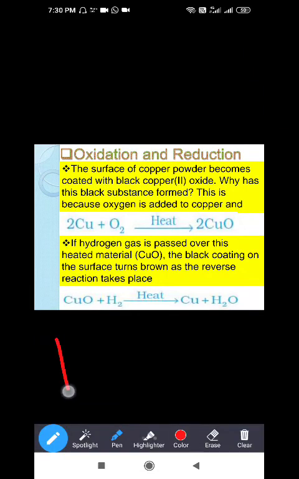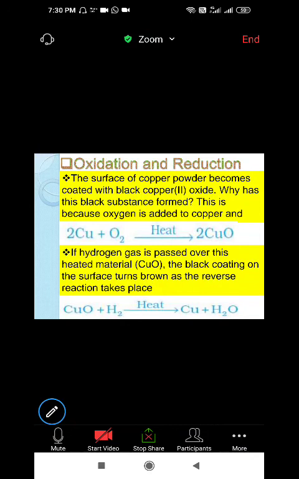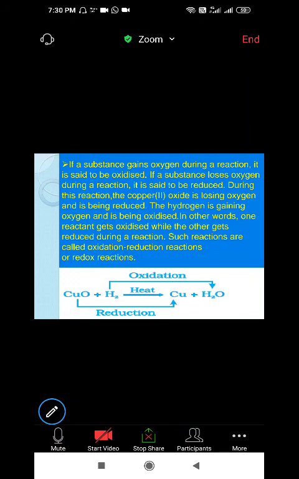What do we call it? We call it redox. The reduction and oxidation mixed together is known as a redox reaction. Understood this, right? Okay, if a substance gains oxygen during the reaction, it is said to be oxidized.